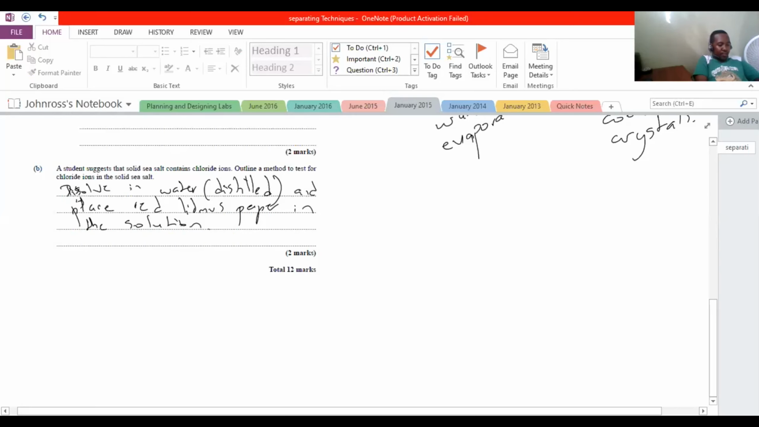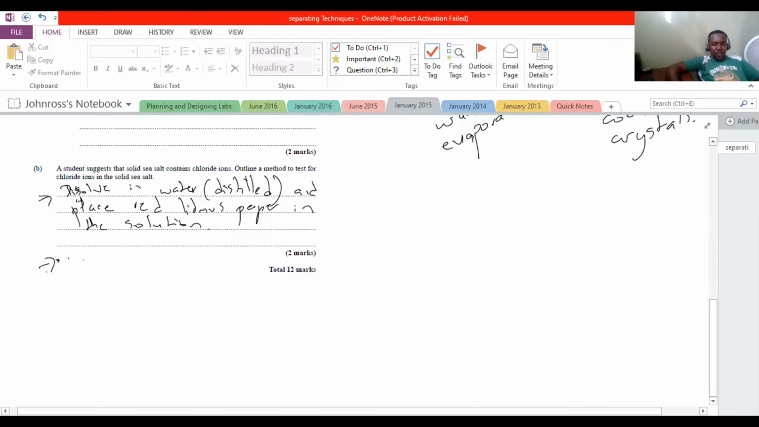Any other tests that you could use to distinguish chlorine? Silver nitrate solution, I think. Anyone? Any other tests that you could describe? Adding just silver nitrate. Great, and that one is better than this one. So I would probably go with the silver nitrate.